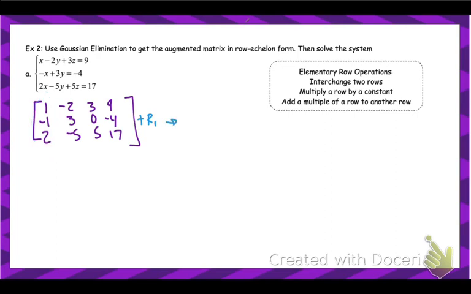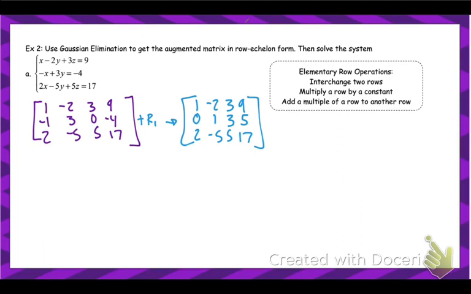So when I do that, my new matrix, I have not changed any rows besides the second row. So I'm just going to rewrite those rows right now. And then what I'm doing again, I'm taking the second row and I'm adding the first row to it. So -1 plus 1 is 0. 3 plus -2 is 1. 0 plus 3 is 3. -4 plus 9 is 5. Well, now I have one of those zeros where I want it.